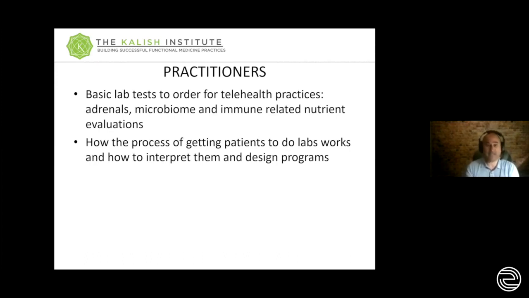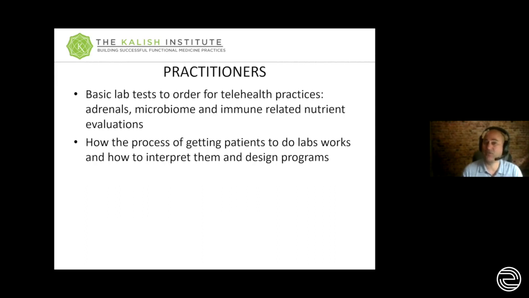So the simplest thing to do from a practitioner standpoint, and again, this is Dr. Timmons' practice model that I copied 25 years ago, is to put the whole basis of the practice around easy to perform lab tests. So easy to perform basic lab tests.